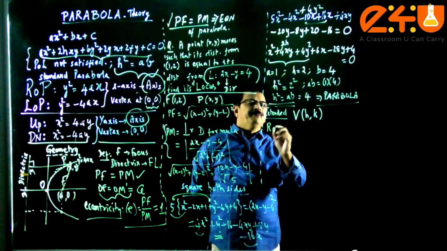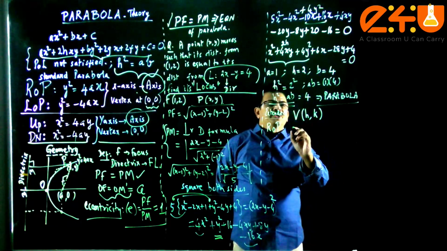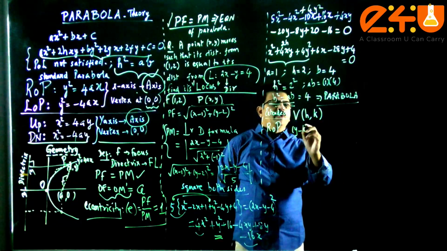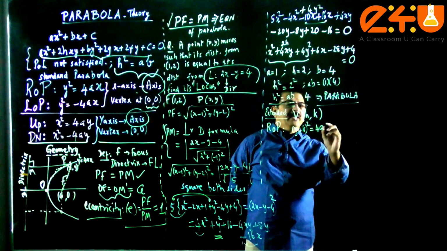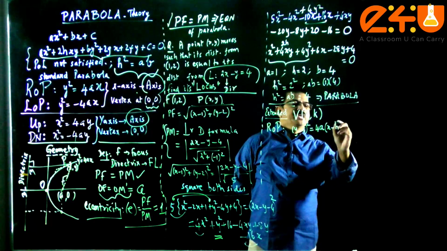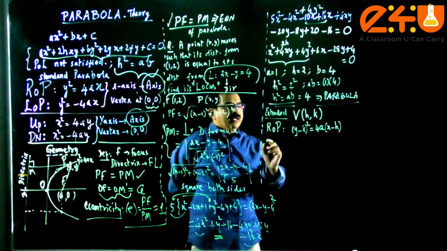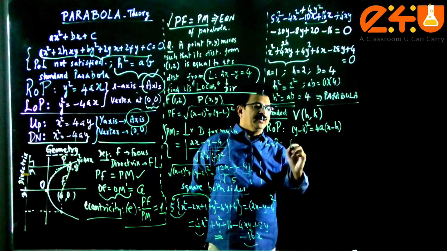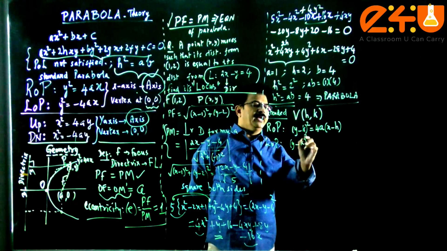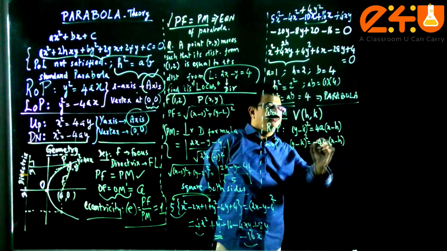Let's do the right open parabola version. How does it look like? Instead of y square, it will be y minus k the whole square equals 4a, and it's not just x, it is x minus h. In the case of the left open parabola, it will be y minus k whole squared equals negative 4a times x minus h.